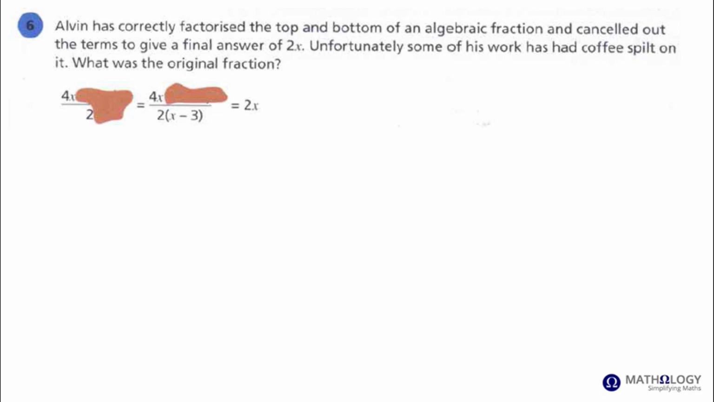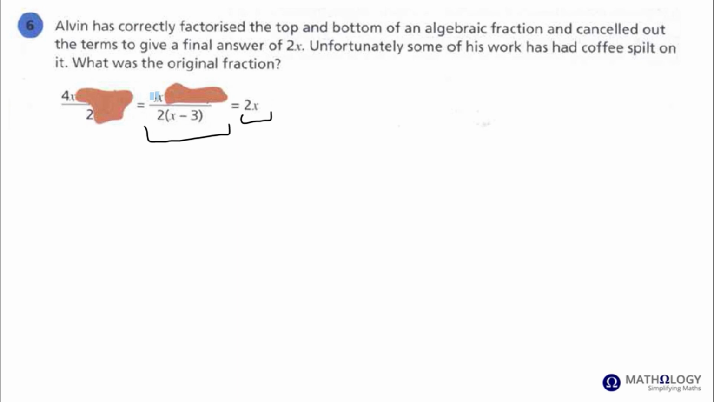Alvin has correctly factorized the top and bottom of an algebraic fraction and cancelled out the terms to give a final answer of 2x. Unfortunately, some of his work has had coffee spilt on it. We're required to find out what the original fraction was. Okay, the only way we could know what work is missing is if we work backwards. So we've got the final answer of 2x. If we go back to the previous step, we have 4x times something divided by 2 times x minus 3.